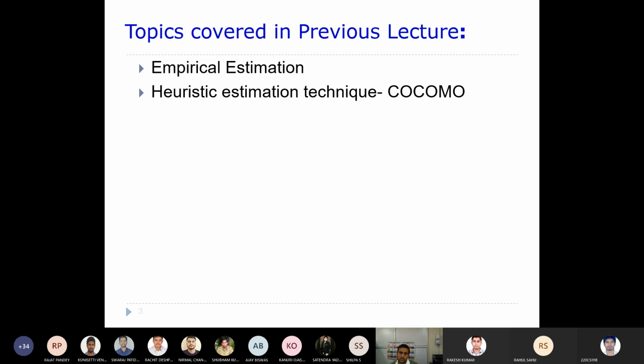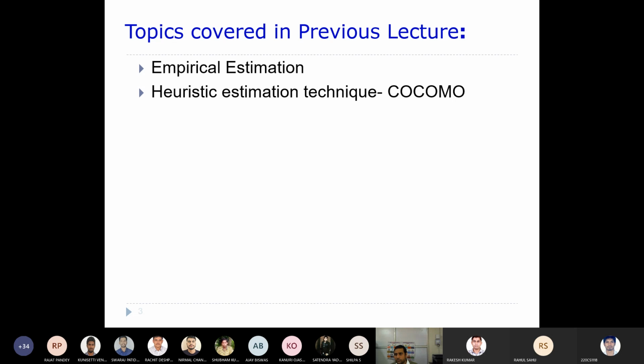So in our previous lecture, we discussed the empirical estimation techniques. And then we discussed the COCOMO model, which is a heuristic estimation technique. So now, today we will discuss the COCOMO 2 model.